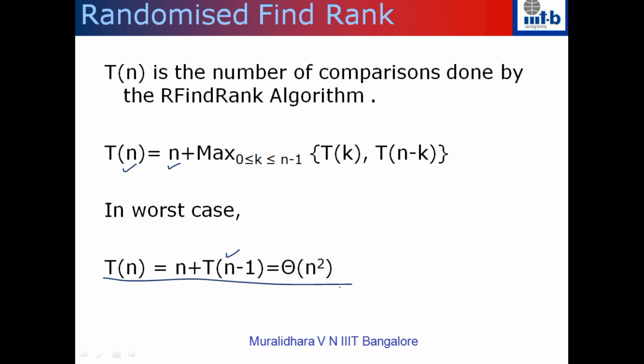But what we are going to see is that on average this is going to be a linear time algorithm. Before we get into the formal proof of why this randomized find rank is linear, we'll try to develop some intuition to convince ourselves that this is in fact linear time.